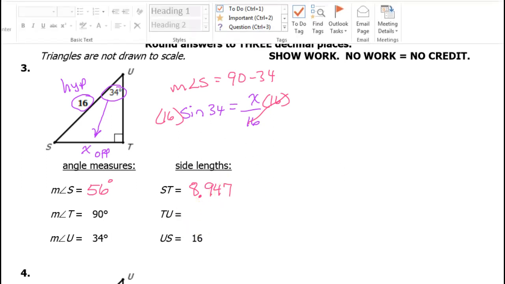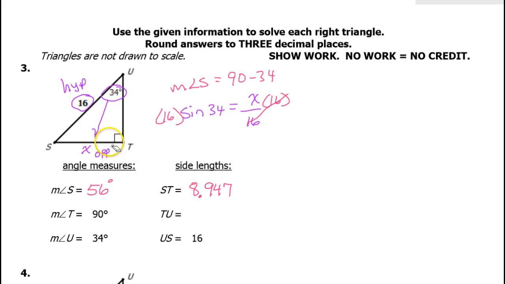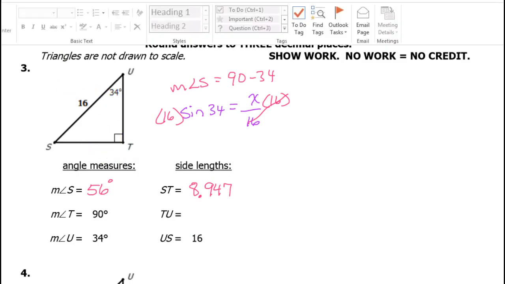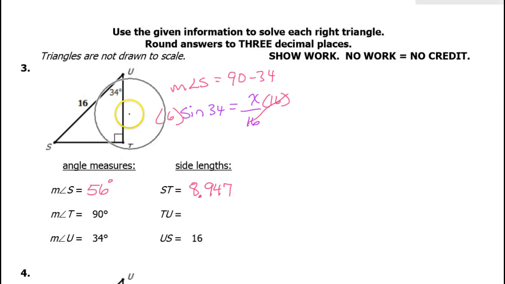Okay? Now, how about TU? All right, I'm going to start over a little bit. I think I'll even change colors. So if I want to find TU, you know what? Let me use a different variable. I'm going to call it Y this time. All right, so this is TU. And again, I have the 16 and the 34 to work with. The 16 is still the hypotenuse, but the Y is now the adjacent leg, because adjacent means right next to.